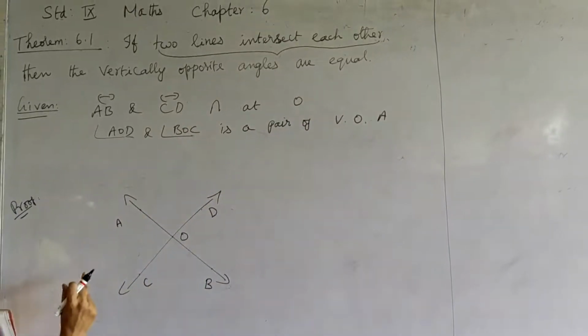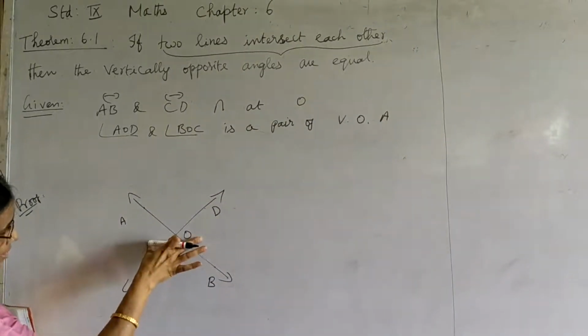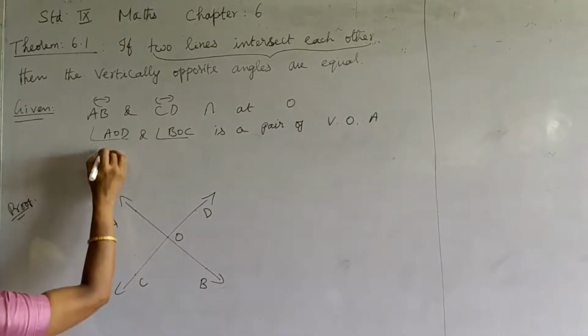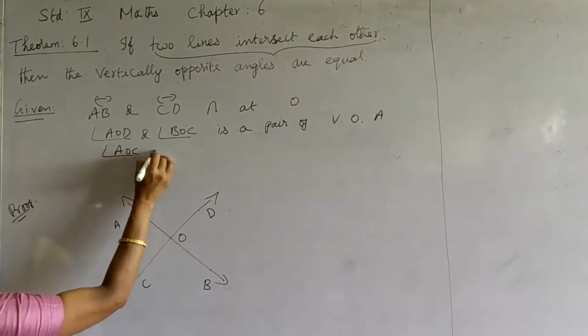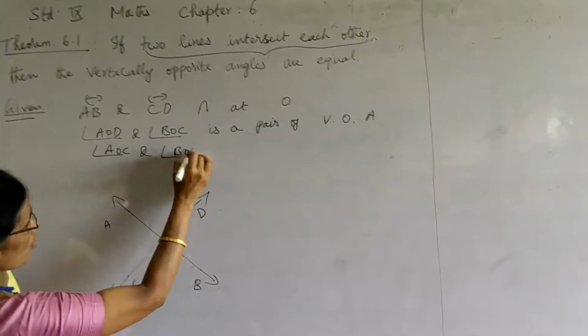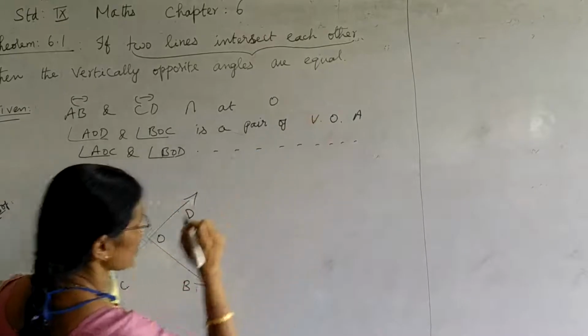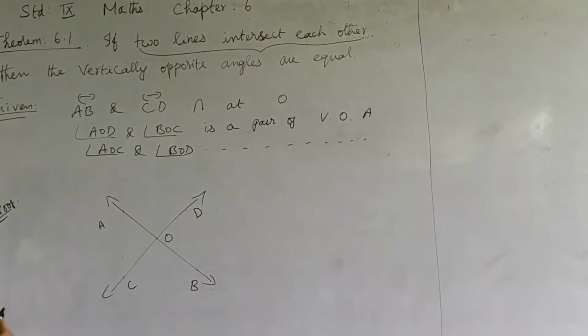We have one more pair, this pair. What is the name of these two angles? AOC, BOD. AOC and BOD is also another pair of vertically opposite angles.